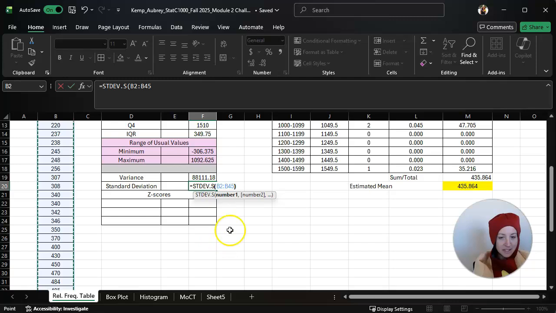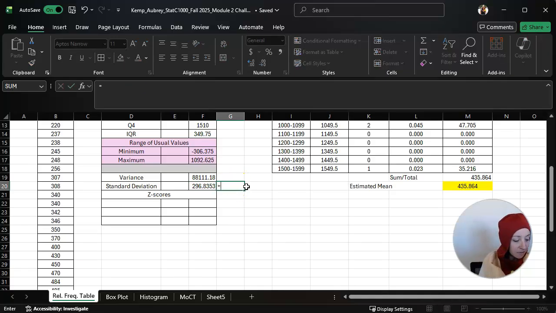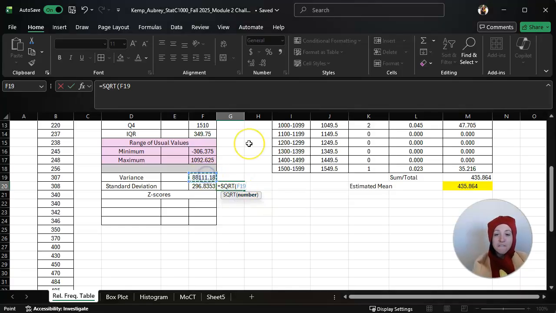Come back up. Enter. So this is our standard deviation. What I want to verify, like I said, is that the square root. We can actually use square root functions in Excel. The square root function is SQRT. This returns the square root of a number. So the square root of variance should give us standard deviation.